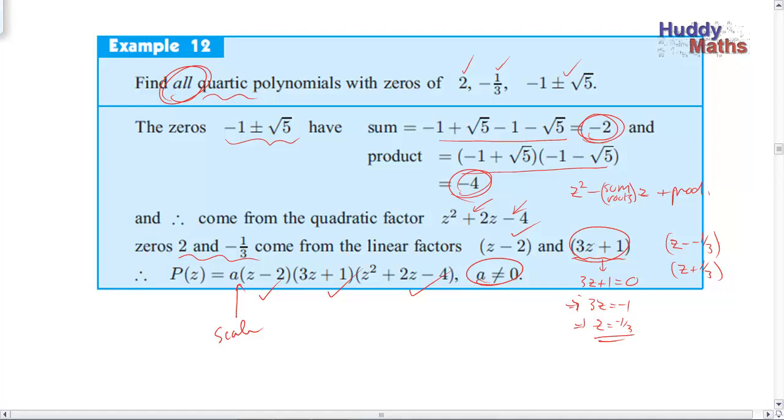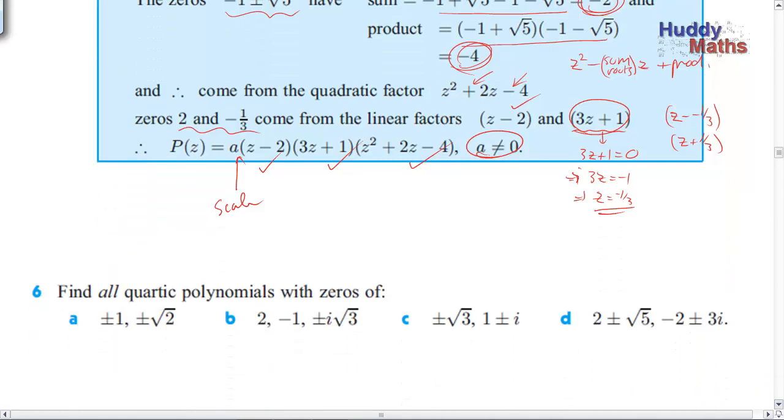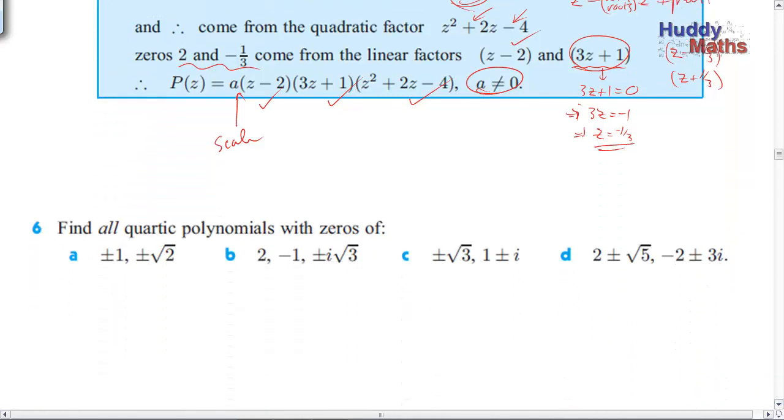Okay, how are you going? Getting a bit repetitive, so build it up, do some practice. Let's come down and have a look at some practice here. Find all quartic, but don't forget to put your a in front, and at the end that a is not equal to 0. Pause the presentation, have a go, and I'm going to show you the solutions now.